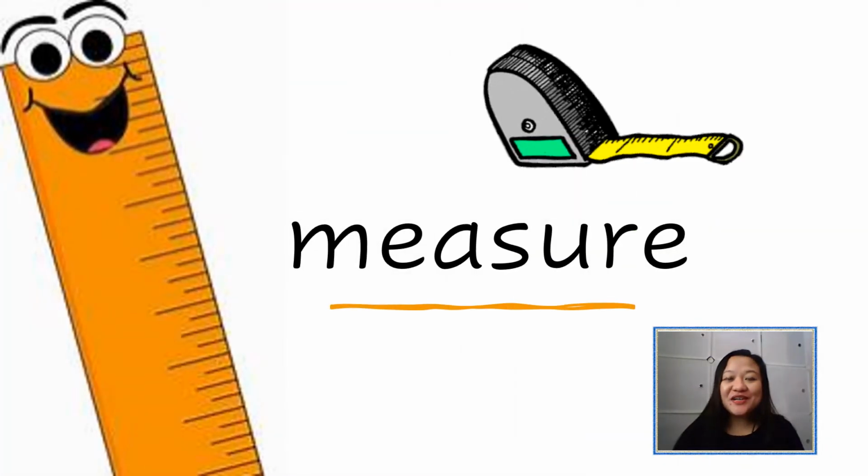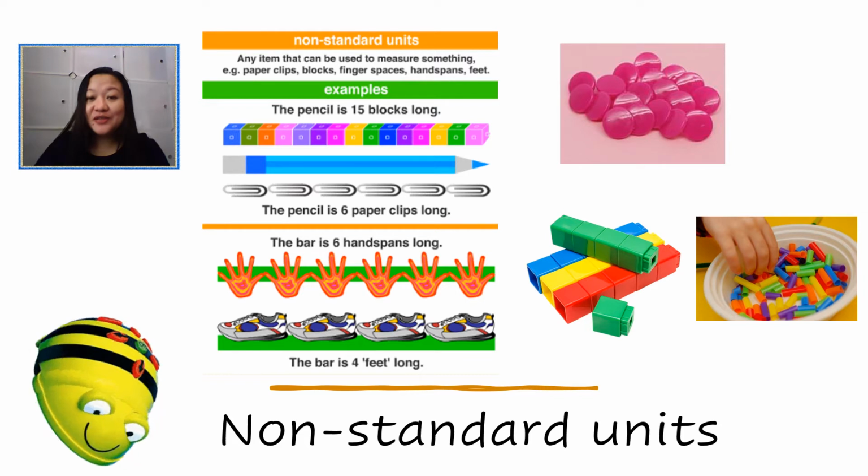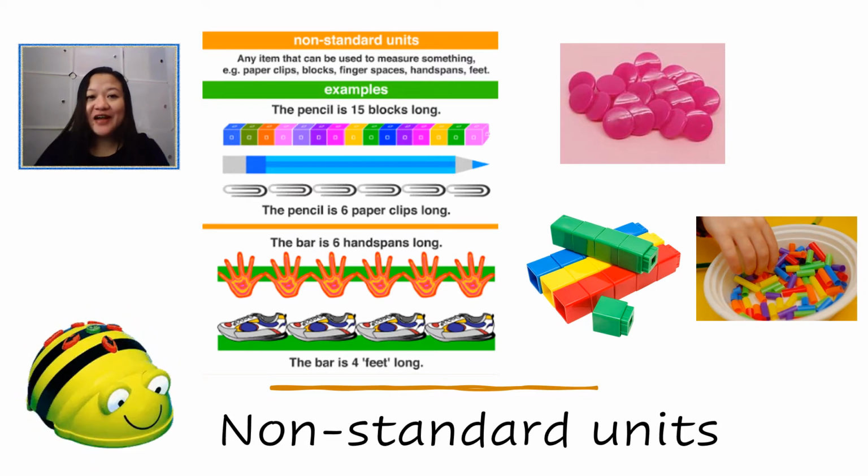We can measure, but wait, we don't have a ruler or a tape measure right now. So what can we use instead? Bebot says no need to worry because we can use other objects to measure. Items like paper clips, blocks, beads, buttons, straws, and even your handspan can be used to measure. These are some non-standard units that we can use at home to measure. Alright? Now I will show you how to use non-standard measurement to measure an object. Are you ready?